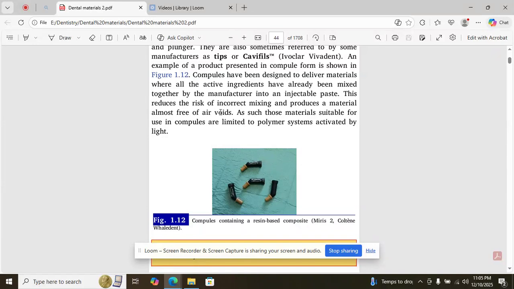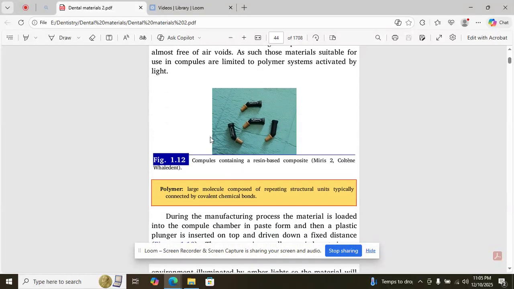This reduces the risk of incorrect mixing and produces a material almost free of air voids. As such, those materials suitable for use in compules are limited to polymer systems activated by light. Compules containing a resin-based composite, Miris Coltene Whaledent. Polymers are large molecules composed of repeating structural units typically connected by covalent chemical bonds.